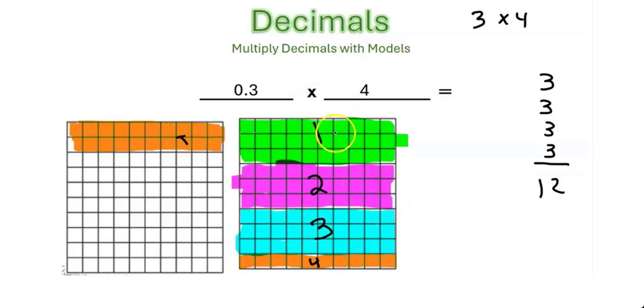So if we put this all together, you can see that our answer is 1 whole and 2 tenths. 1 whole, and then I have 2 tenths shaded over here. So 3 tenths times 4 is 1 and 2 tenths. That's how you use models to multiply decimals.